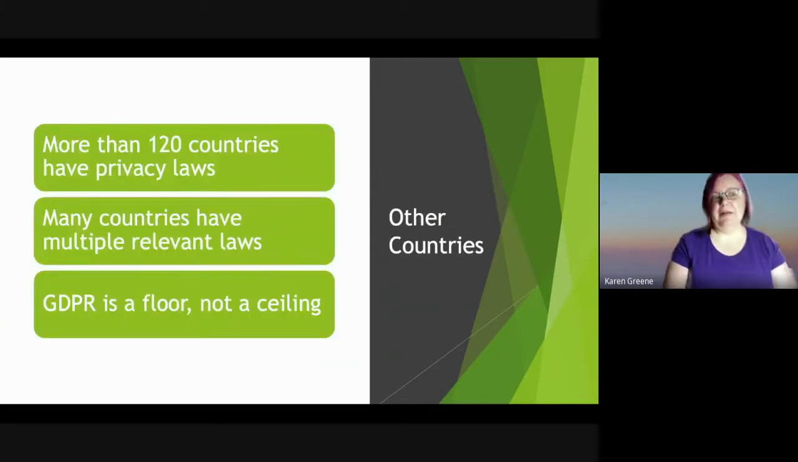Other countries. More than 120 countries around the world have privacy laws. That includes individual countries. It also includes regional agreements like GDPR. There's a similar thing for the Asia Pacific region. And many countries, Brazil actually has the most recent privacy law, goes into effect later this year. I think it's July. Many countries have multiple laws that are relevant. So just like in the United States, we have a patchwork and it may depend on the context of your site. The same is true in other countries.